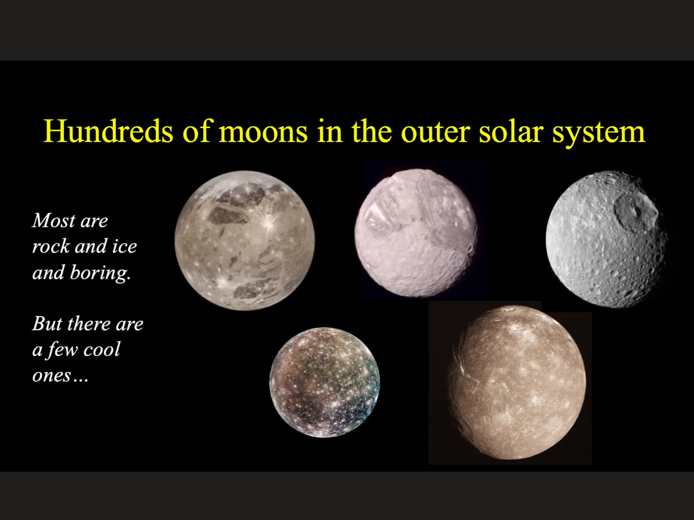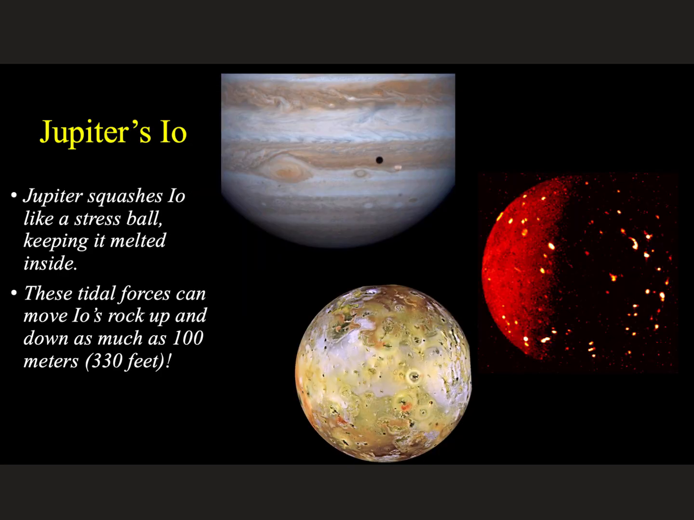The outer solar system planets have many more moons than the 3 we see in the inner solar system. Most of them are boring balls of ice and rock, but there are some unique ones. Jupiter's Io is the most volcanically active body in the solar system.